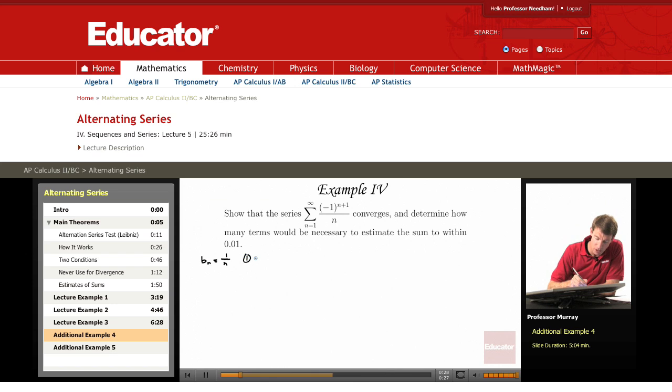We do have that that's decreasing: b_(n+1) is less than b_n. And we do have that the limit of b_n equals 0. So our two conditions are satisfied. That means the alternating series converges. So the sum of -1 to the n plus 1, b_n, we can say that certainly converges by the alternating series test.